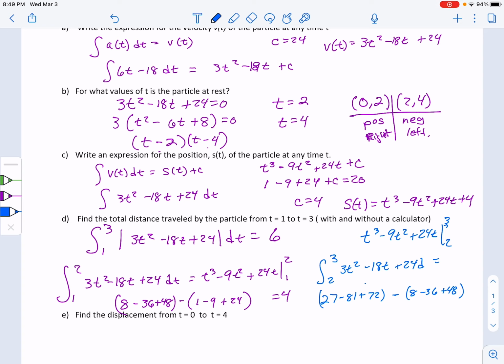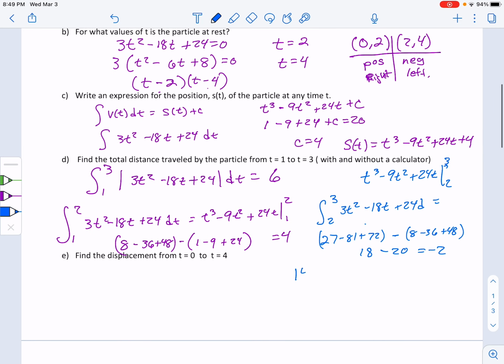27 minus 81 plus 72, so this is 18. And you have 8 minus 36 plus 48. You get 20. It equals negative 2. And when you add them together, you add the absolute value. All right? So it's the absolute value of 4 plus the absolute value of negative 2. It gives you 6. This and this should match.